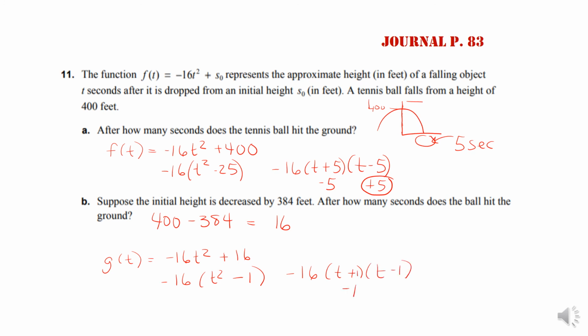So this is negative 1, which represents the part of our graph that we can't see because it's mathematically impossible, or it's mathematical, but it's not possible in the real world. So 1 second. So it's going to take 1 second for our ball to fall from a height of 16 feet. So I hope that helped you understand it a little bit better.